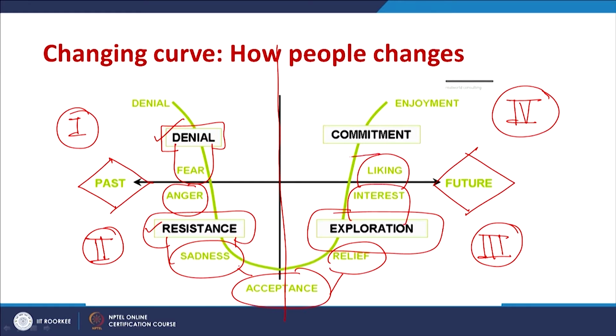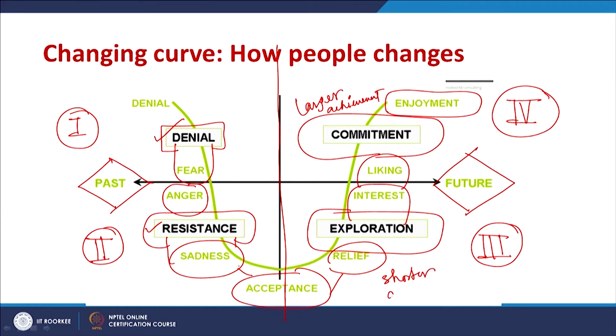Then when a significant amount of the people can do that particular function, there is a joint commitment in the organization, and a larger achievement is there, and organizational enjoyment is also there. So, in stage 3 a shorter achievement is there, and stages 1 and 2 are the initial stages. So, please do not forget these 4 stages: denial, resistance, exploration, and commitment.